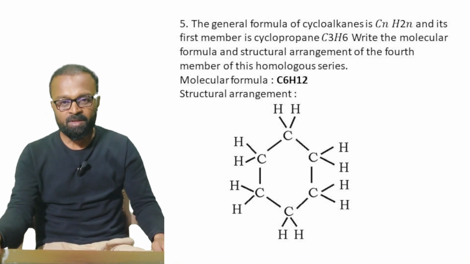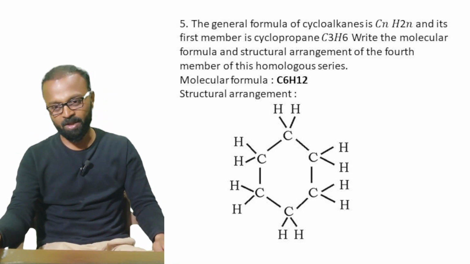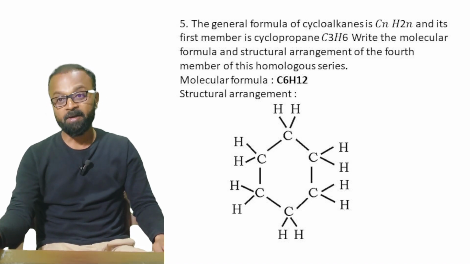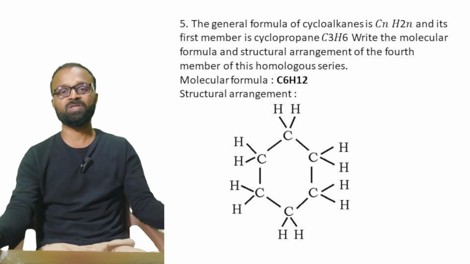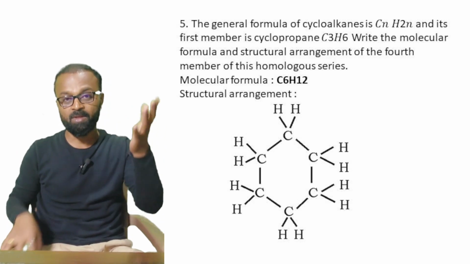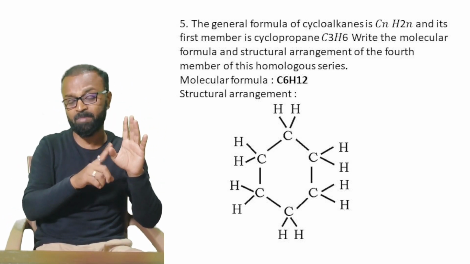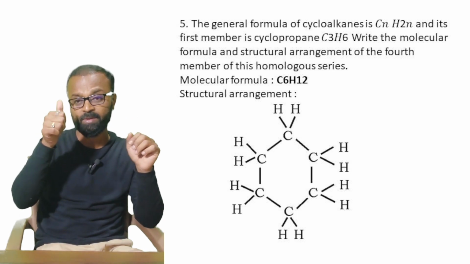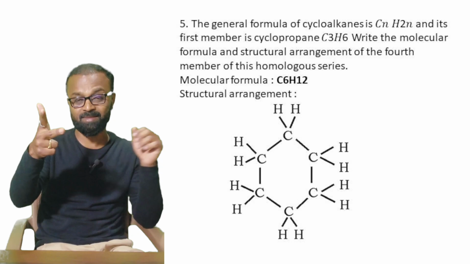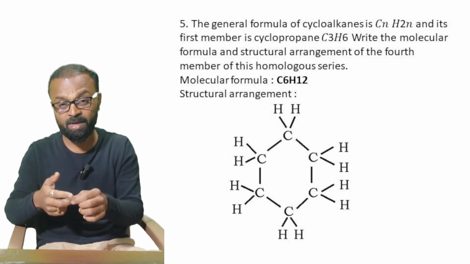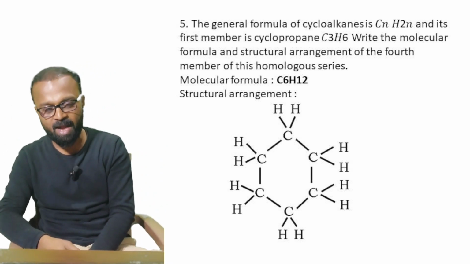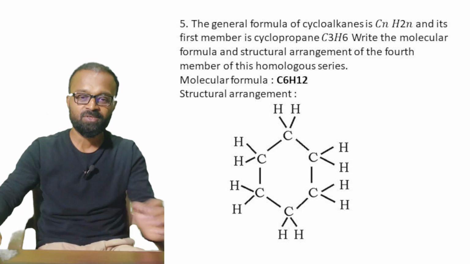Okay, now here the question, general formula for cycloalkane already they are given, well and fine, and its first member is the cyclopropane C3H6. Write the molecular formula and structural arrangement of the fourth member of the homologous series. They are giving the first member C3H6. From here you should start counting: C3 first member, next C4, then comes C5, then comes C6. This is the fourth one. Which one? C6. As it is cyclo, just double the number of carbon atoms. C6 has to draw the structure.